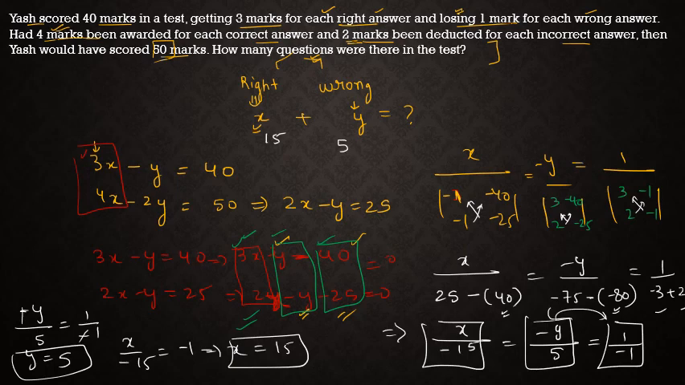I mean Yash has answered 15 right, 5 wrong. So total questions are 20. So in this way you can use cross multiplication.